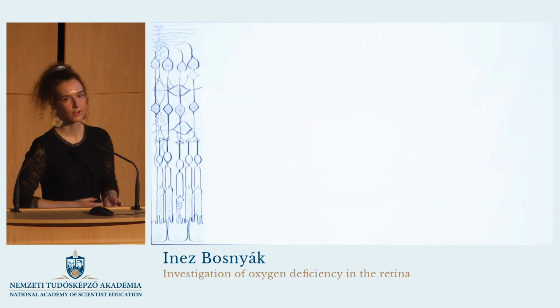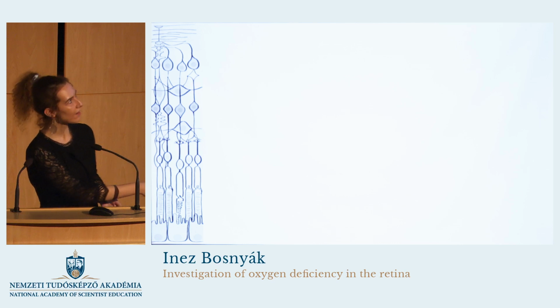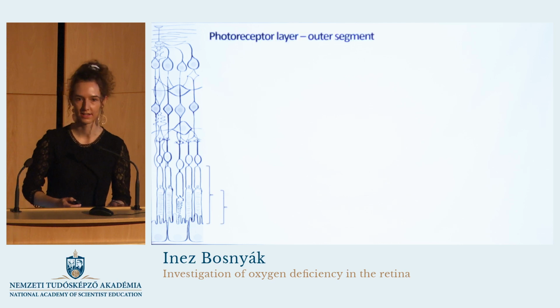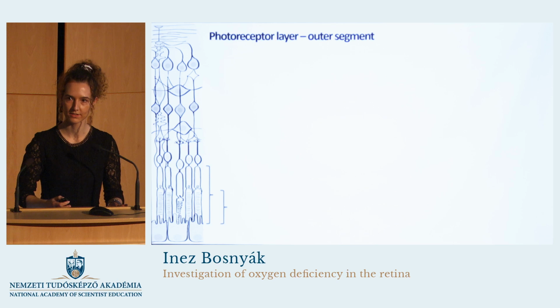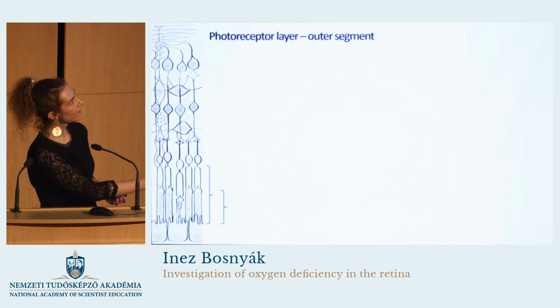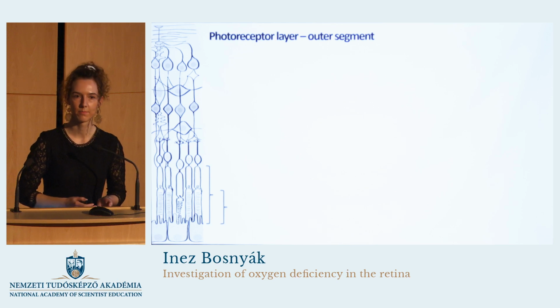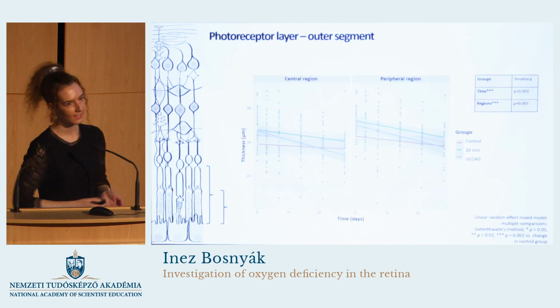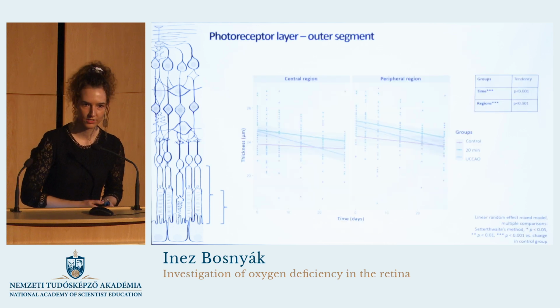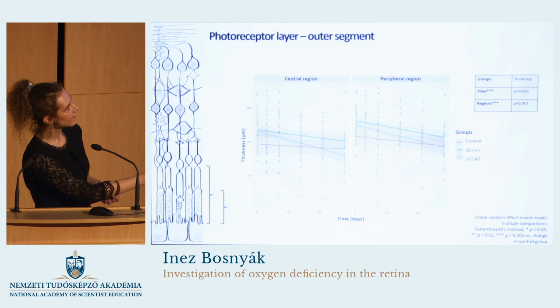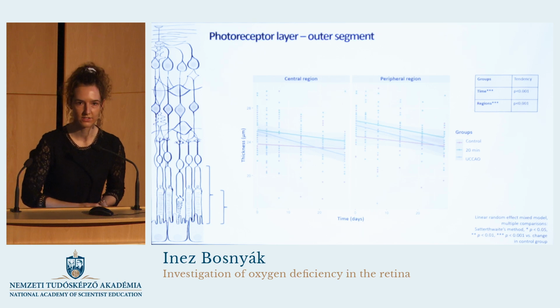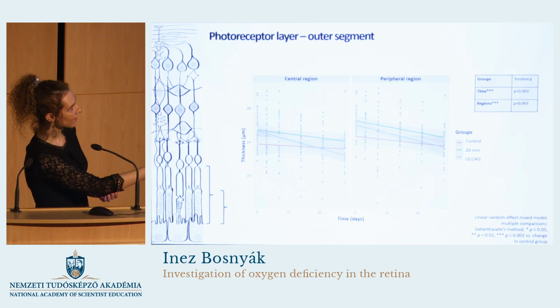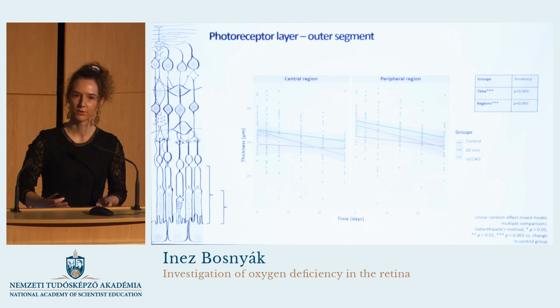All retinal layers were analyzed again, but I would like to highlight the photoreceptor layer, especially the outer segments of the photoreceptor cells, because the photoreceptors are extremely prone to ischemia. These graphs are similar to the previously shown OCT figures, but you can see the central and the peripheral regions separately. The red line shows the control group, while you can see the ischemic groups in blue and green.